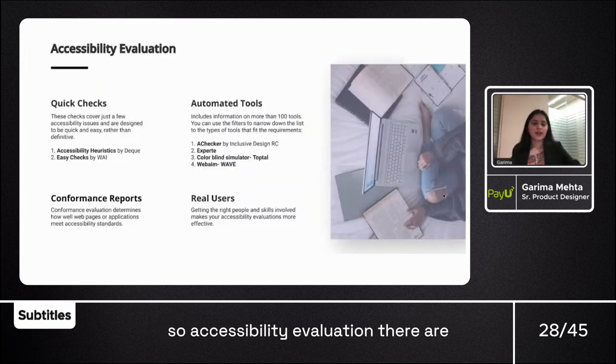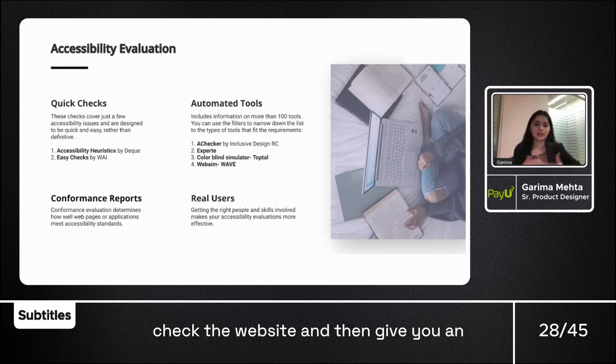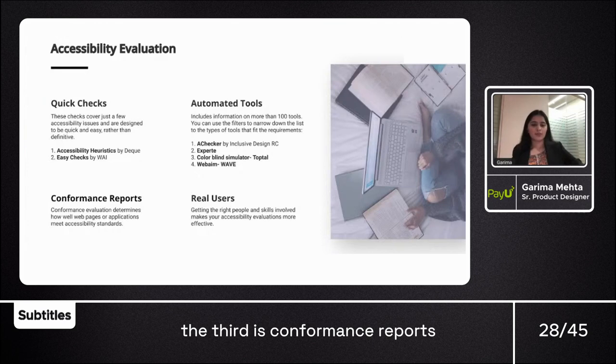So, accessibility evaluation. There are four major ways in which you can do the evaluation. Quick checks: just like usability heuristics, there are some accessibility heuristics that you can look into. Another is automated tools. These are quick tools that will check the website and then give you an analysis report. The third is conformance reports. These are slightly difficult to do and can need expert involvement as well.